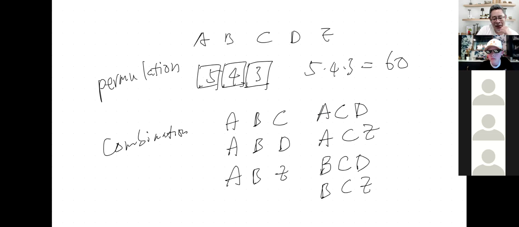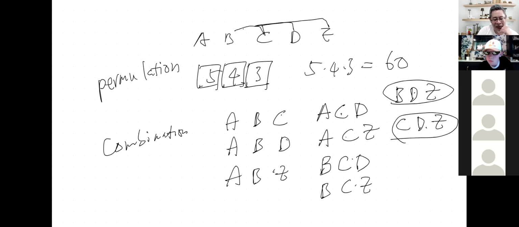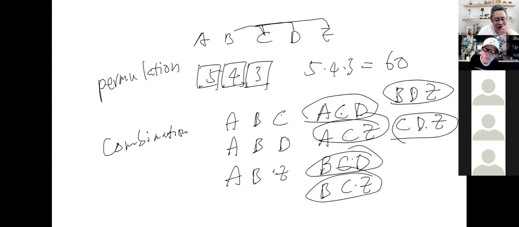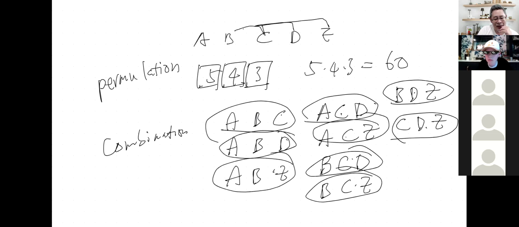Then we got B, C, D. Then we got B, C, Z. Then we have B, D, Z. Then we look at C. C only has C, D, Z now, and that's it. Got 1, 2, 3, 4, 5, 6, 7, 8, 9. Because all those are different threes out of that. Oh, did I miss one?